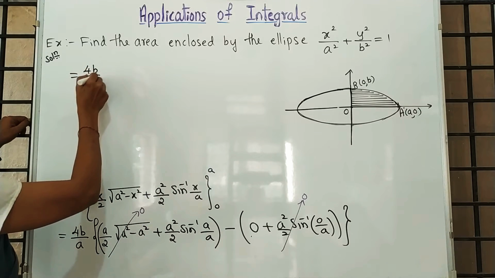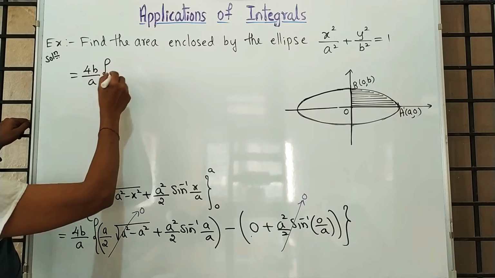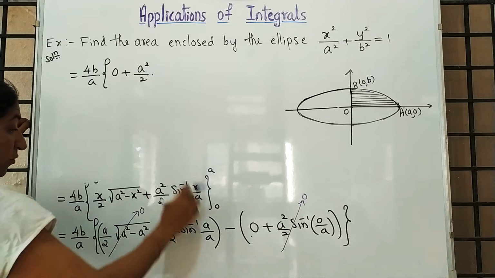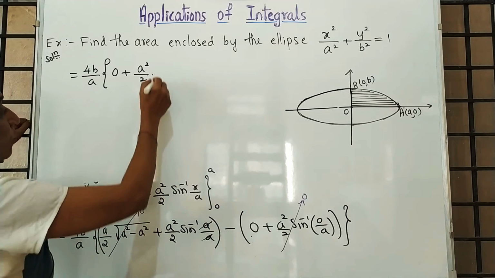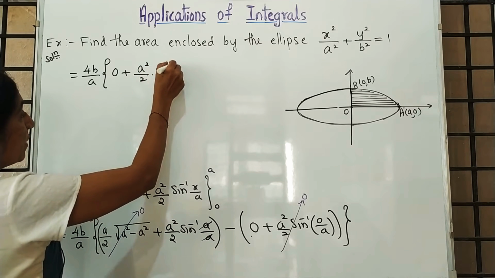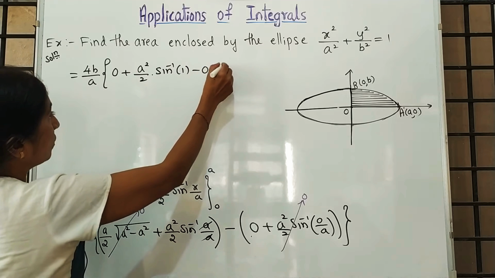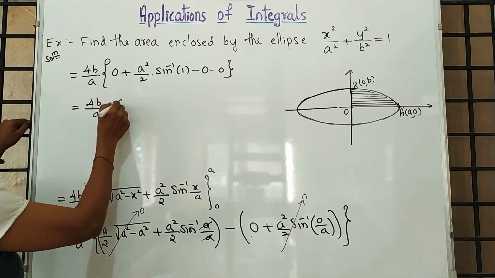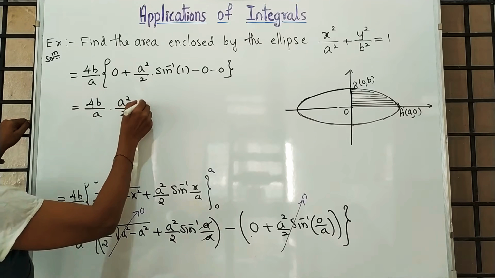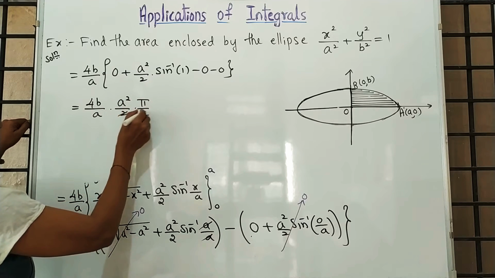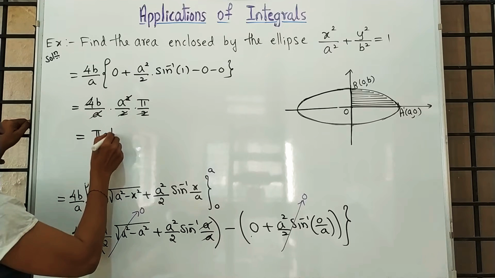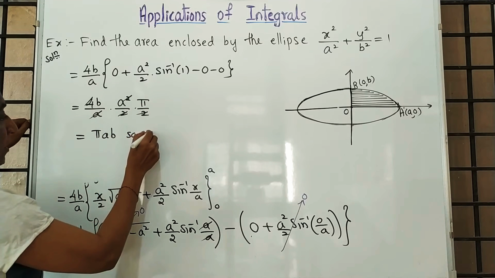4b upon A in the flower bracket. This is 0 plus A square by 2. Sin inverse A by A gets cancelled. Sin inverse 1 is remaining and the remaining values are 0. And what is the sin inverse of 1? Sin inverse of 1 is pi by 2. This 4 gets cancelled, 1a gets cancelled. It is pi ab square units.